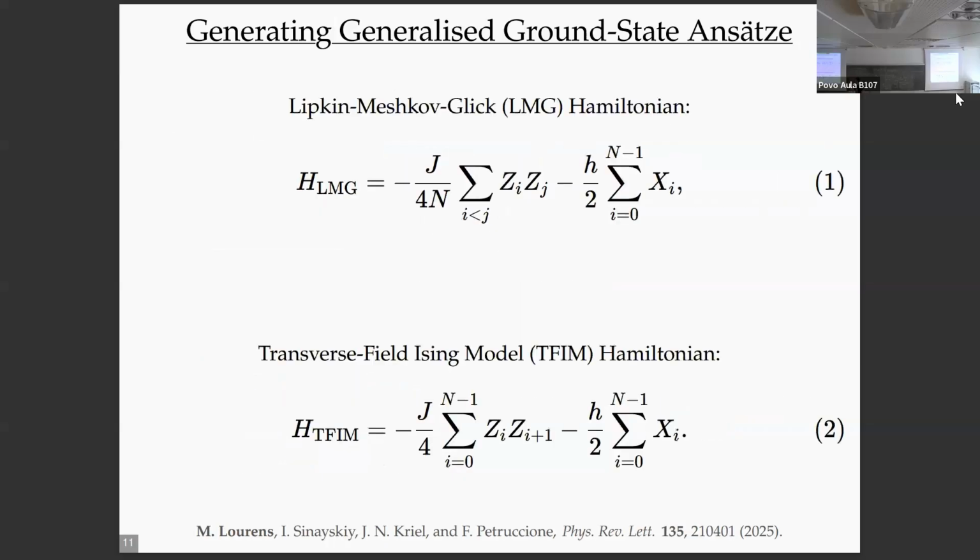Okay. We consider two prototypical quantum spin models.